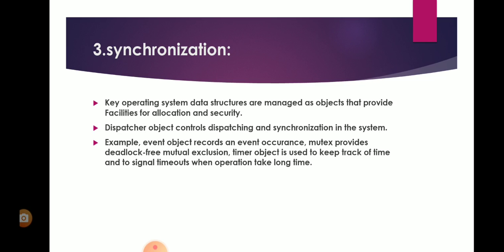Third responsibility is synchronization. Key operating system data structures are managed as objects that provide facilities for allocation and security. Dispatcher object controls dispatching and synchronization in the system. Example: event object records an event occurrence. Mutex provides deadlock-free mutual exclusion. Timer object is used to keep track of time and to signal timeouts when operations take a long time.